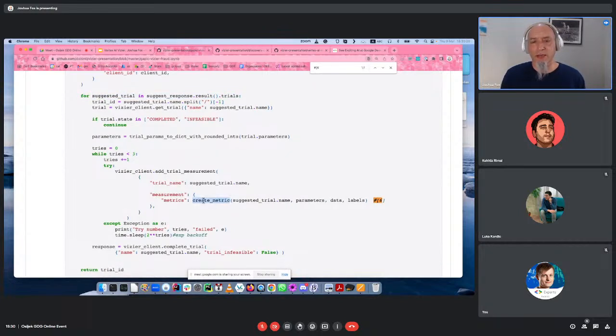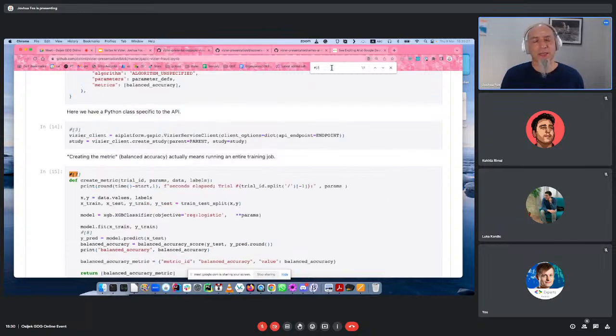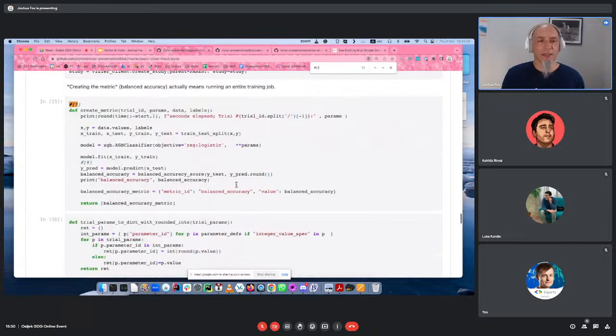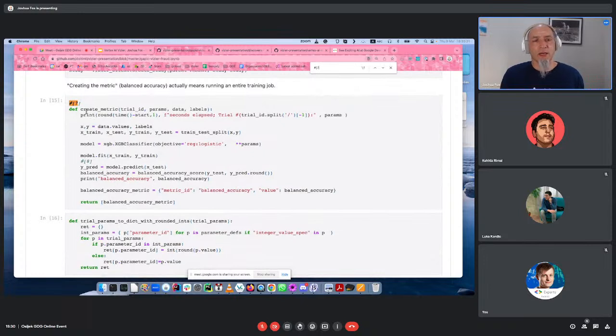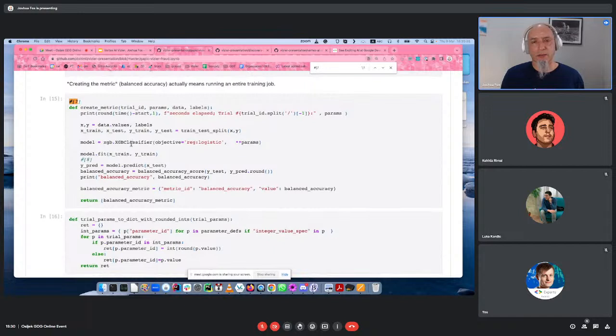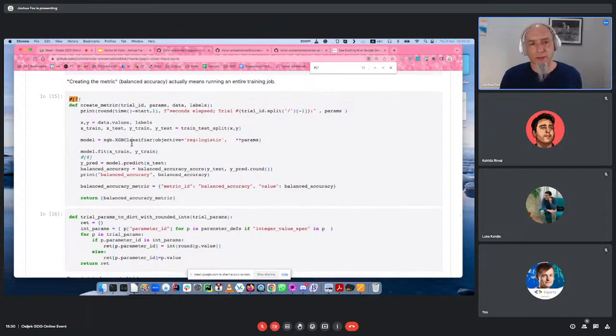Create metric, as you see here. Create metric is when we're creating a metric to be sent back to Vizier. It looks simple. It looks like nothing, but that's where the heavy duty happens. The machine learning, which costs you money and time, right here. That is an XGB classifier, which I'm running locally in the memory space. I'm not calling the Google API.